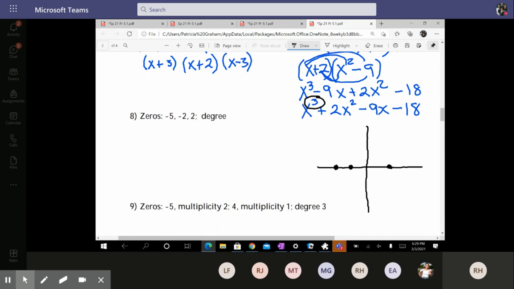So that's odd. So what does my end behavior of an odd polynomial look like? What does that cube function look like? Right up, left down, right?